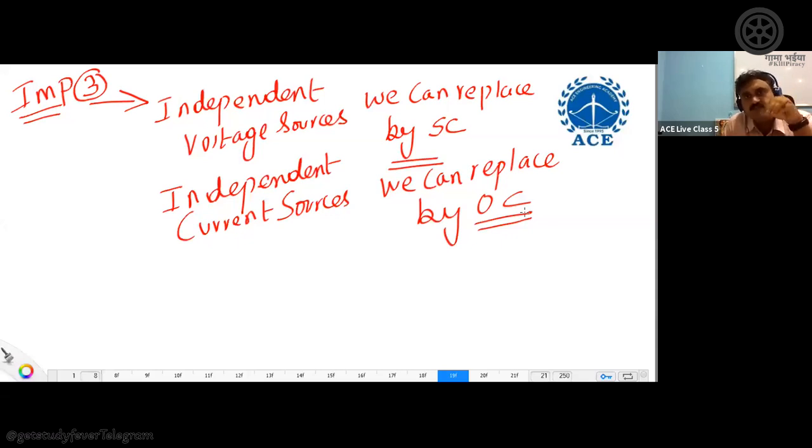In such cases, we can remove independent voltage sources by replacing them with short circuit and independent current sources by replacing it with an open circuit.